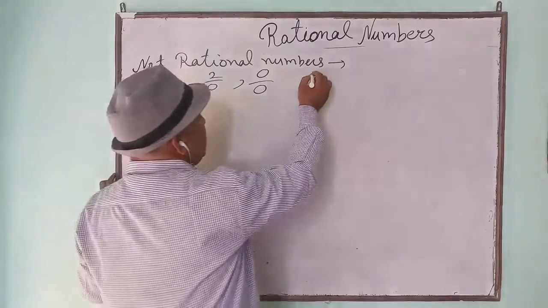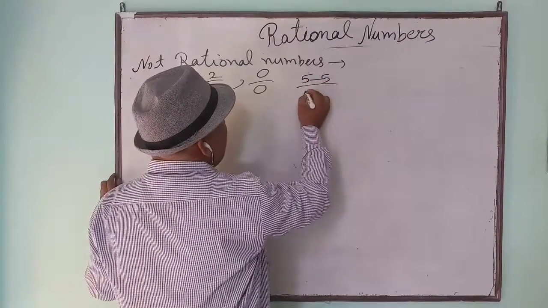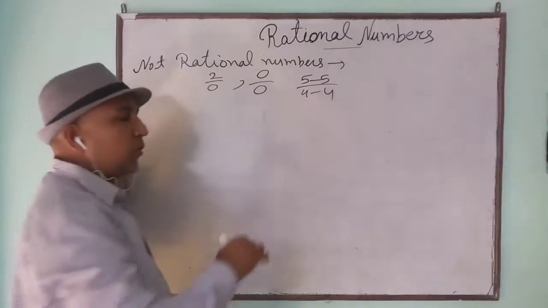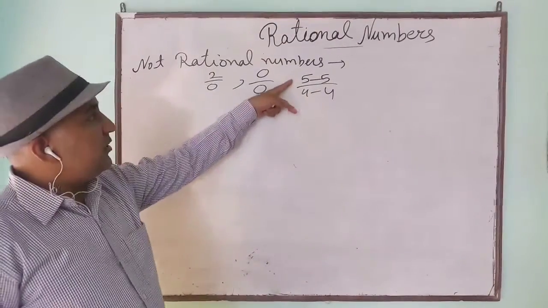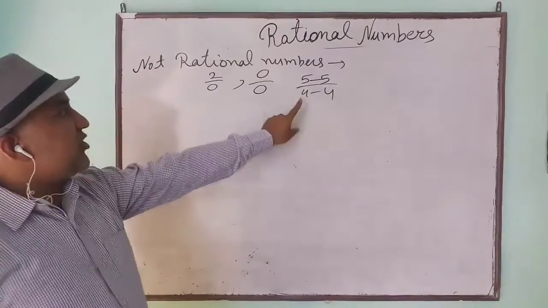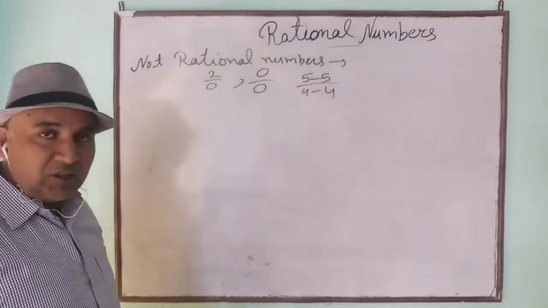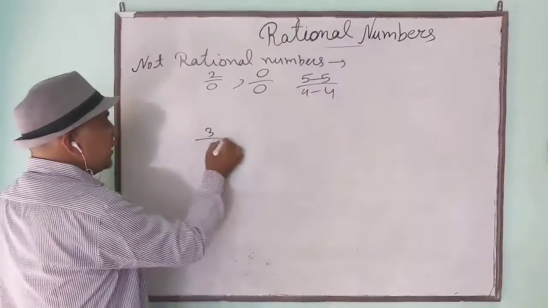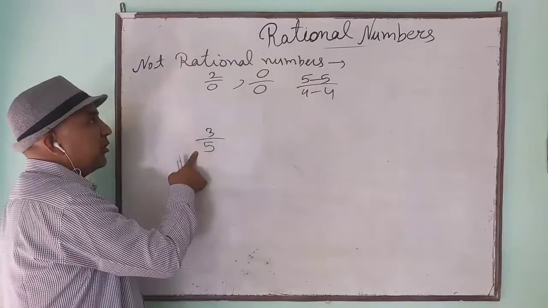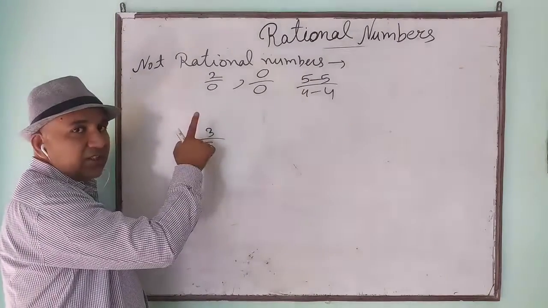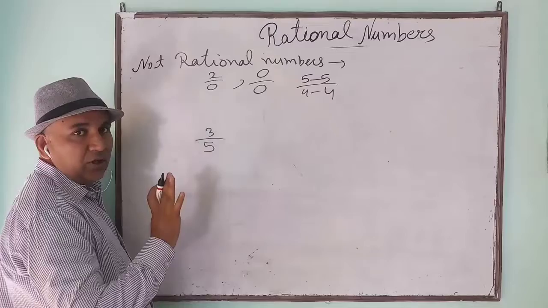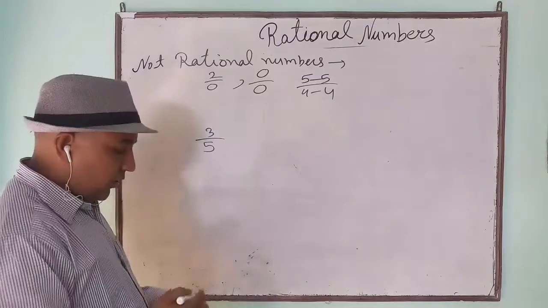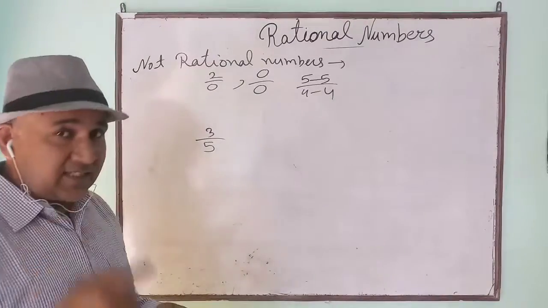One more example. Suppose that 5 upon 5 minus 4 upon 4. Again, if you solve, it will come 0 upon 0. So this type of number is also not a rational number. Is this clear? If a number can be written in the form of P upon Q, then it will be a rational number. Otherwise, not. Okay? Now we are going to start your exercise.